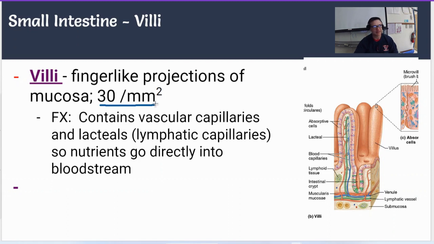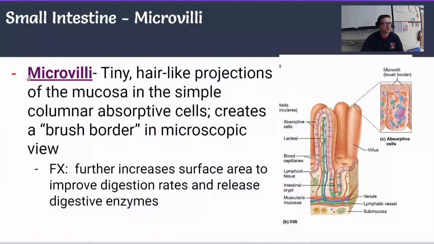You're going to need to know that? Highly doubt it. All right, so they contain vascular capillaries, small little blood vessels, and also the lacteals, the lymphatic capillaries. So it's the lacteals which are going to help to absorb and transport the products of fats and lipids, the fatty acids and glycerol. And those are going to end up in the bloodstream. So nutrients are going to go directly into the bloodstream. So this is where absorption is occurring, on these villi. And I'm going to guess the next one's going to be microvilli. Let's see. And I was right.